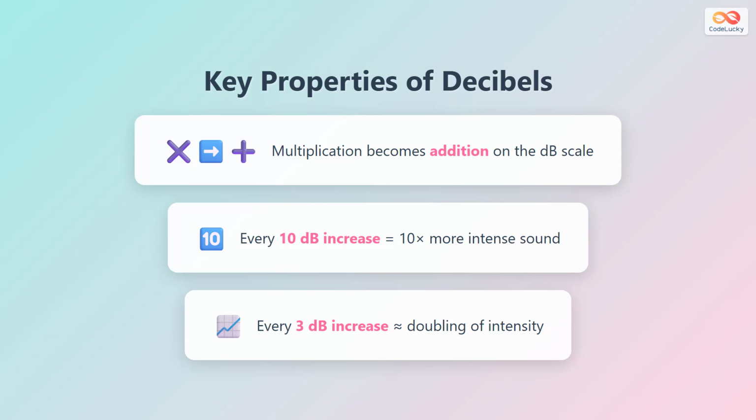The decibel scale has some fascinating properties. First, multiplication of intensities becomes addition on the decibel scale, which simplifies many calculations. Second, every 10 decibel increase represents a sound that is 10 times more intense. And third, every 3 decibel increase approximately doubles the intensity. These relationships make the decibel scale incredibly useful for comparing sounds of vastly different intensities.